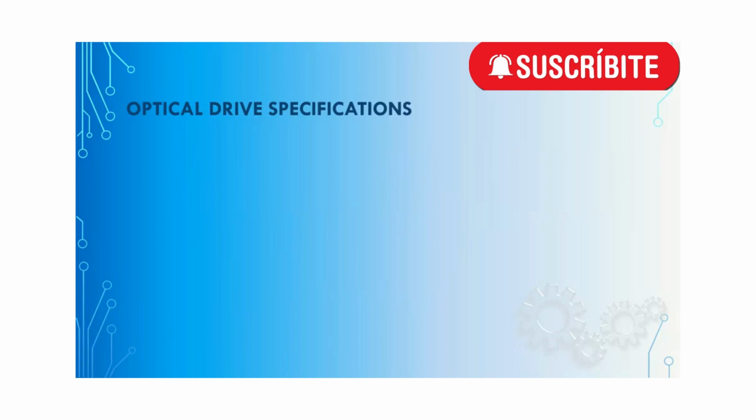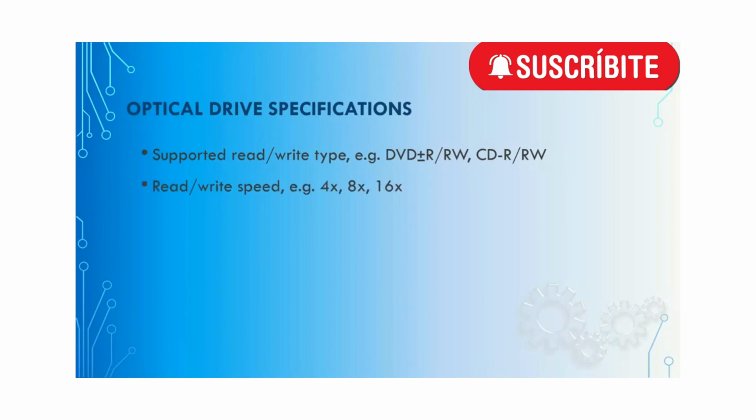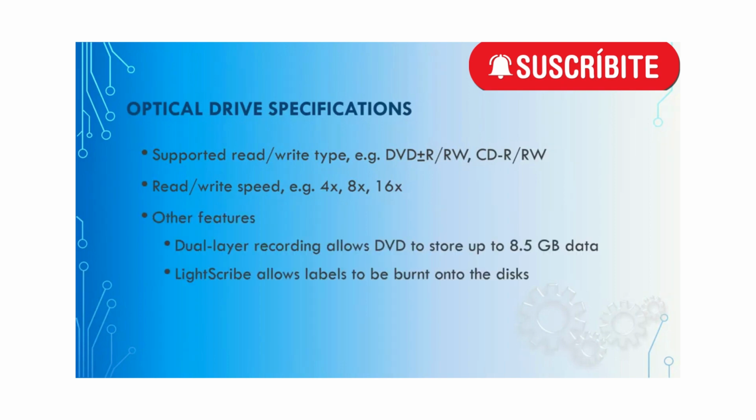For optical drive specifications, an optical drive may support different types of media, for example, CD, DVD, or Blu-ray. It may support different read or write speed, for example, 4 times, 8 times, or 16 times. It may support other features, for example, dual layer recording will allow DVD to store up to 8.5 gigabyte of data. If you have LightScribe, that means that it will allow labels to be burned onto the disk.